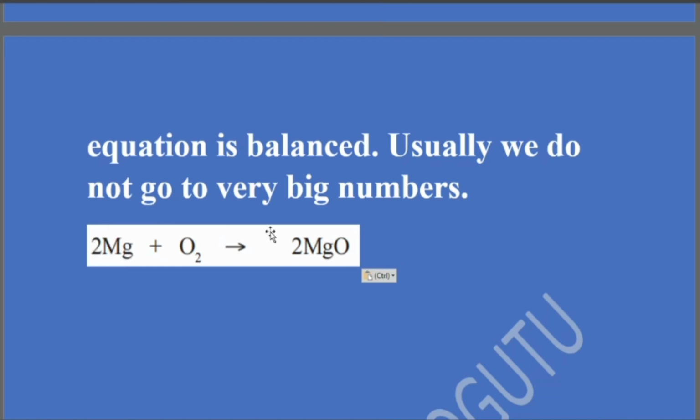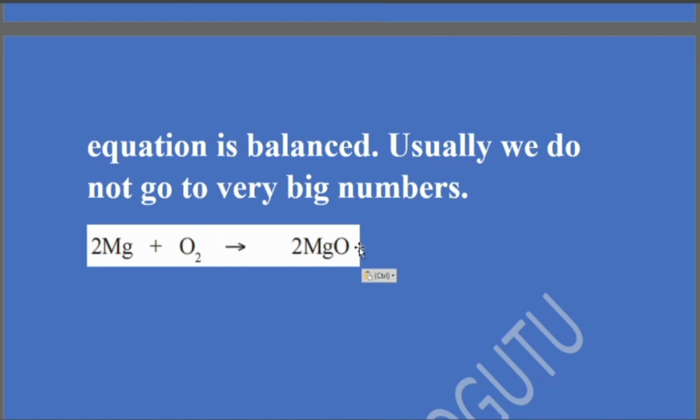So that our equation is balanced. You can see that when we put 2 before magnesium, it makes magnesium have 2 atoms. Then 2 before magnesium oxide also makes magnesium have 2 atoms. Remember, on the reactant side, oxygen initially had 2 atoms. Now on the product side, oxygen also has 2 atoms. Now it is balanced.